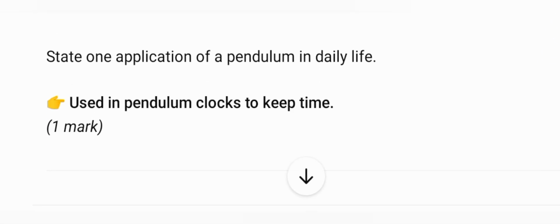Number E. State one application of a pendulum in daily life. Used in pendulum clocks to keep time.